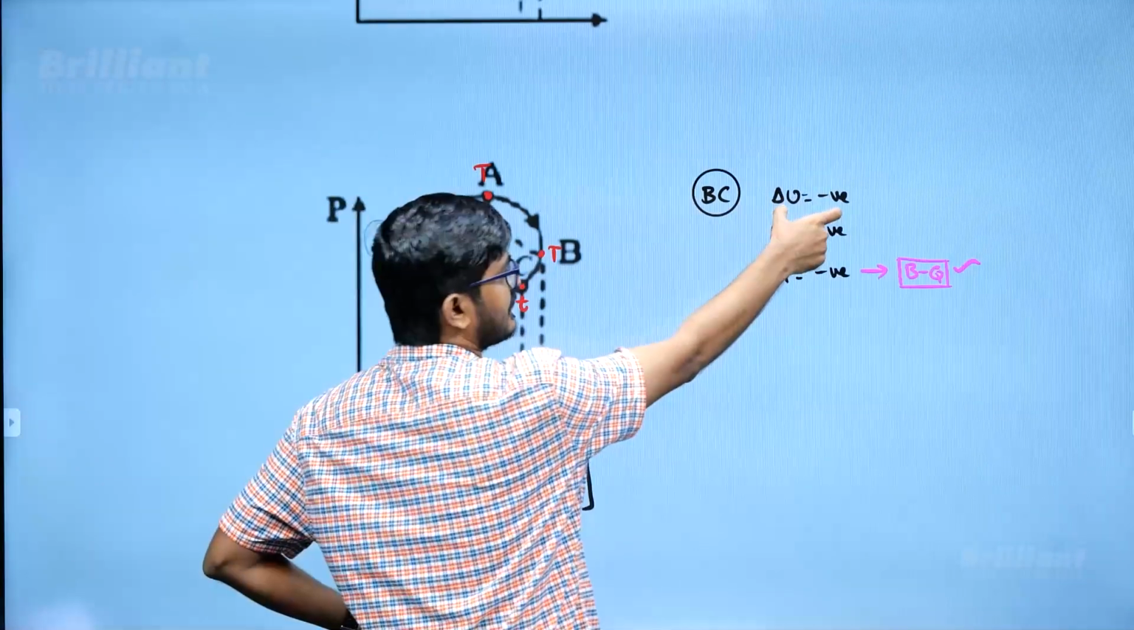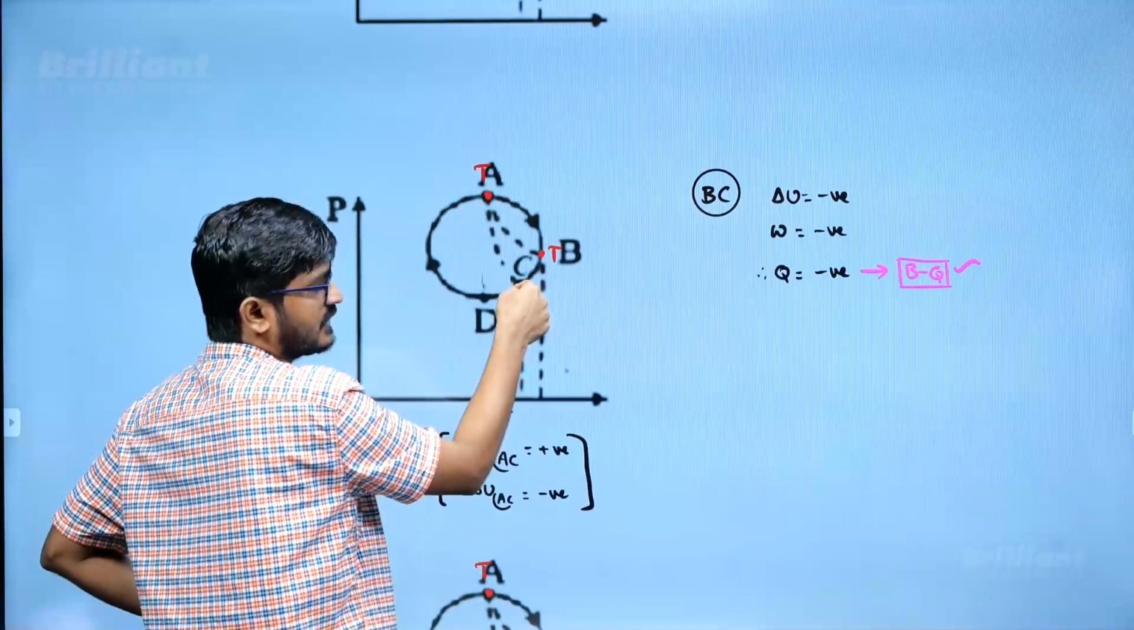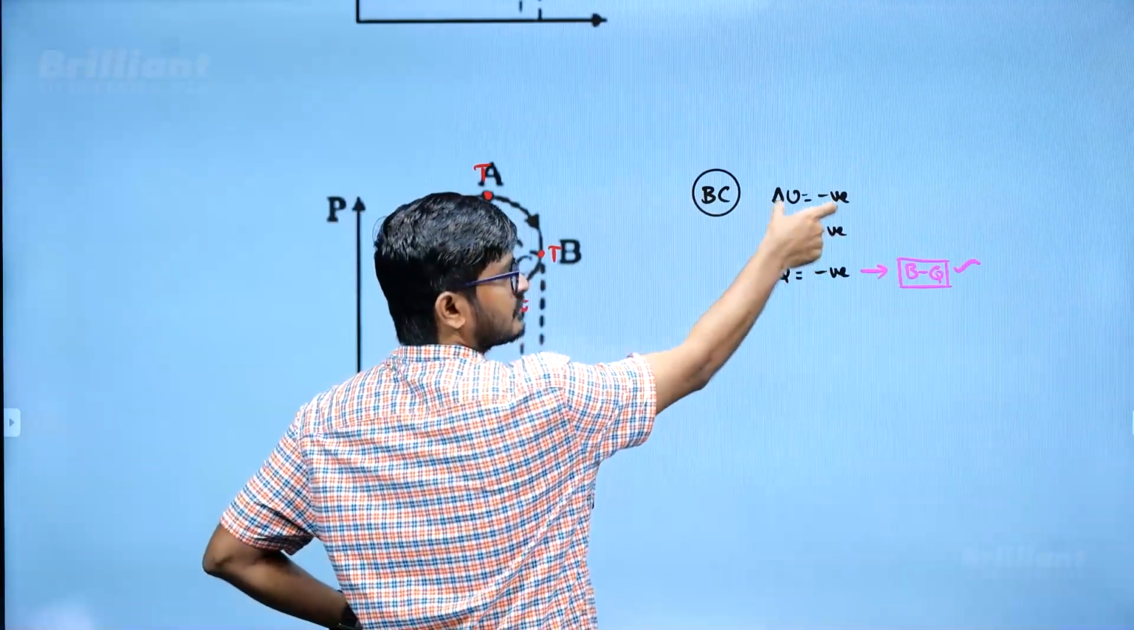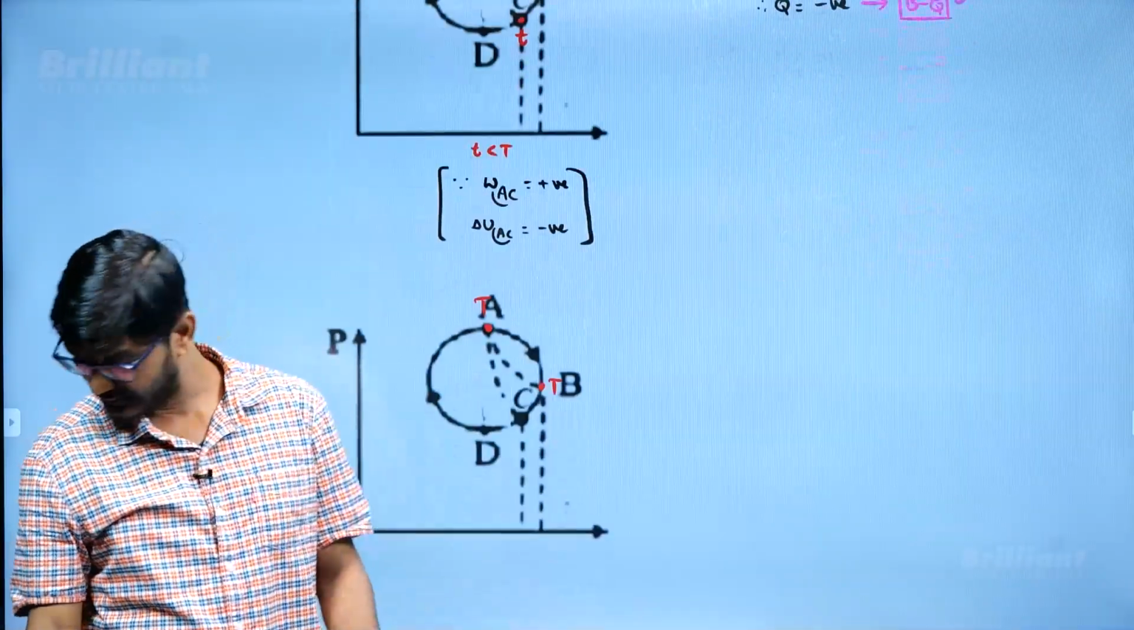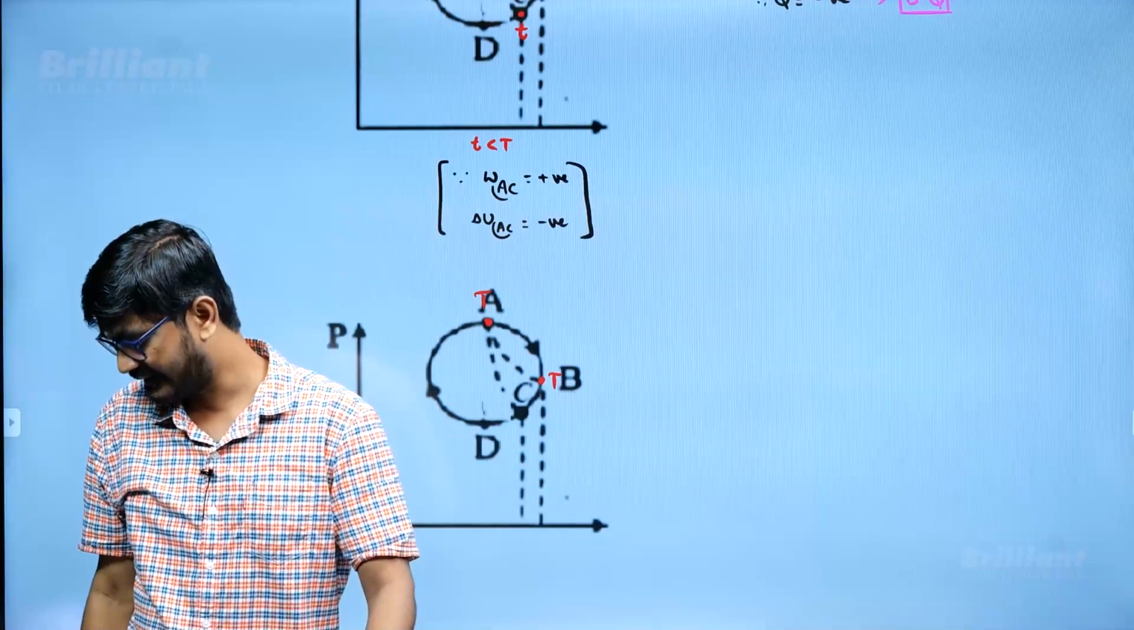So delta U is negative. What is happening to the volume? Volume is also reducing, so work done is also negative. So when these two are negative, I can say Q is also negative. But I am not getting how to get it exactly from C to D.